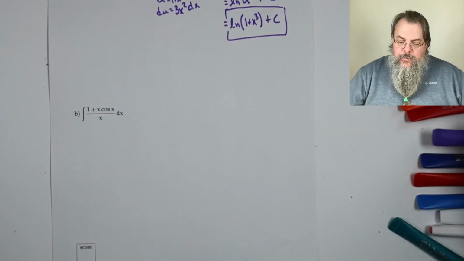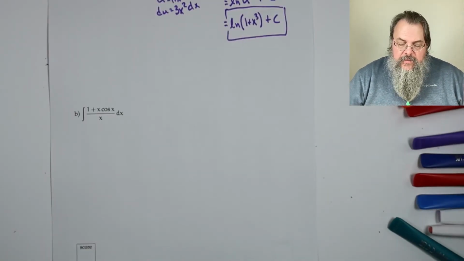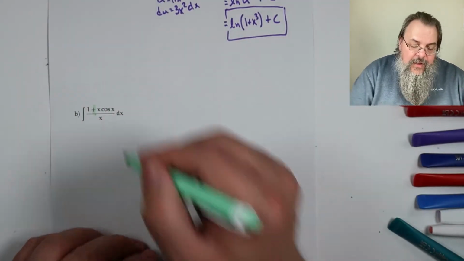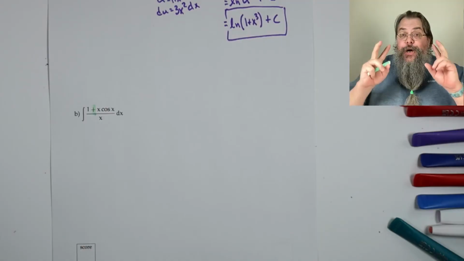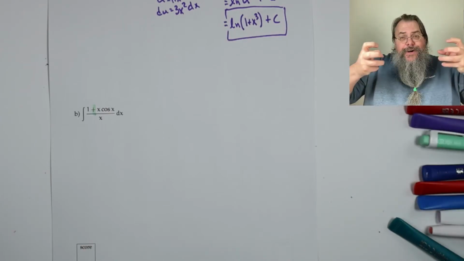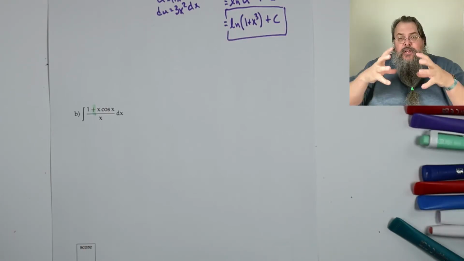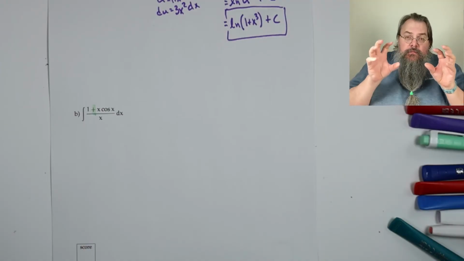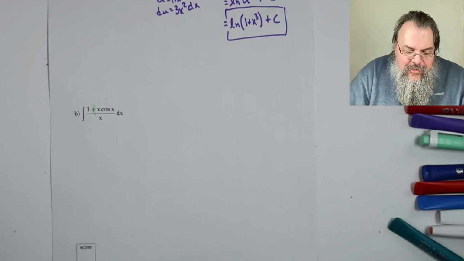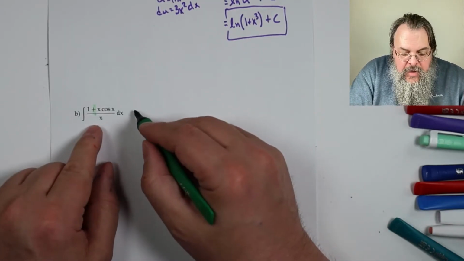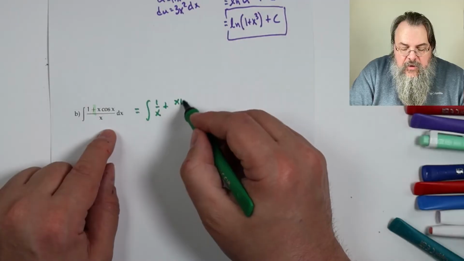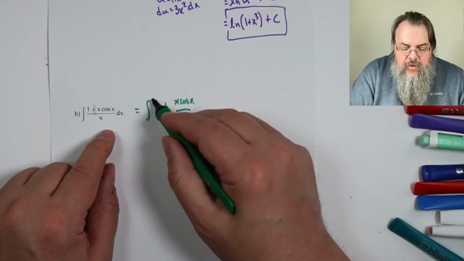Part B. Well, we have 1 plus x cosine x over x. Now, notice here we have a plus. This plus is what I call a good plus. What makes it a good plus is it says, hey, pull it apart. Don't think of it as one big thing. Break it into two medium things, maybe even two small things. So let's take advantage of our good plus sign. This becomes the integral of 1 over x plus x cosine x over x.